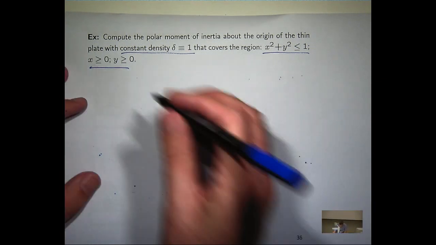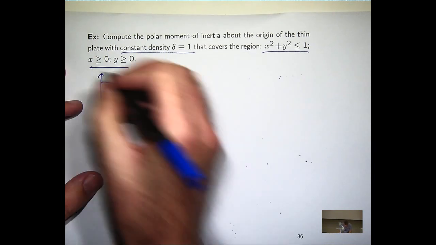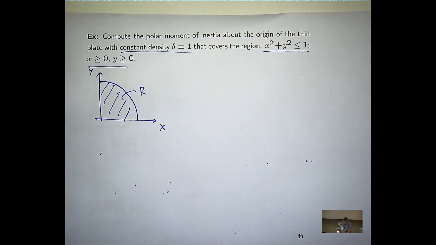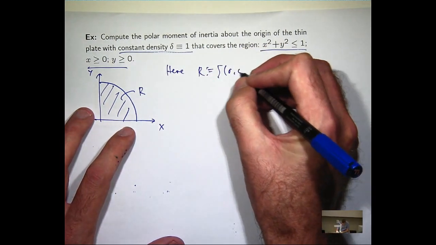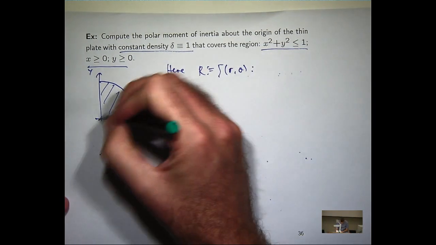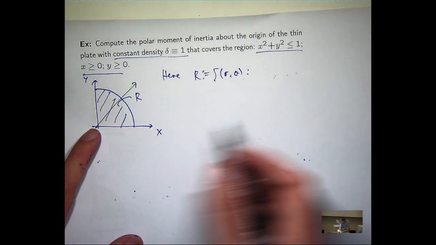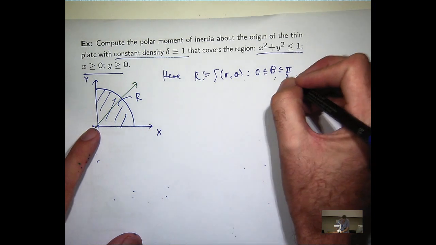Okay, so let's draw our region. It's the unit disk, but just in the first quadrant. So let's call that R. So that's where our plate is located. The polar moment, so let's just put this into polars. So here, R is just our region R. Little r is between 0 and pi on 2. Oh, sorry, that's theta. Theta is between 0 and pi on 2, and r is between 0 and 1.